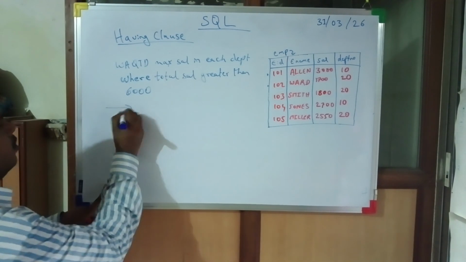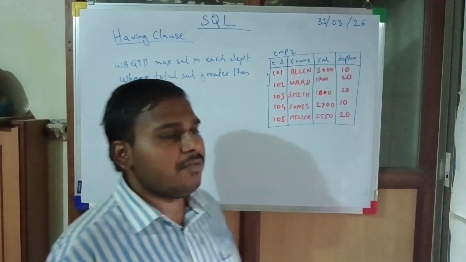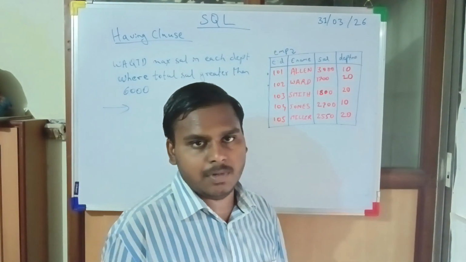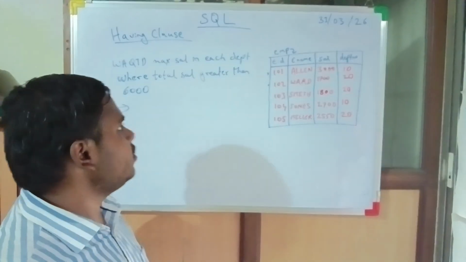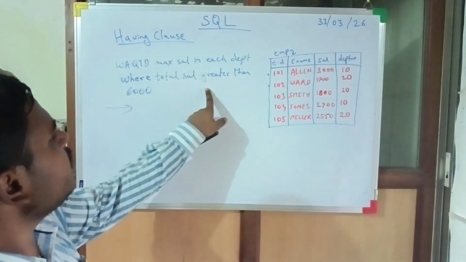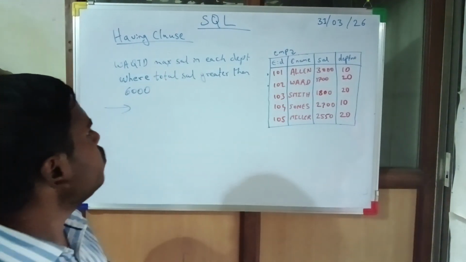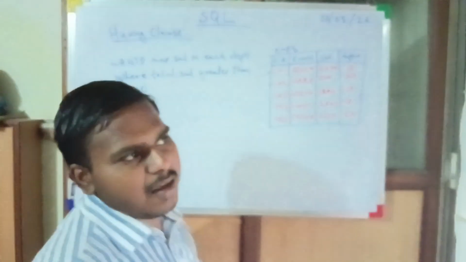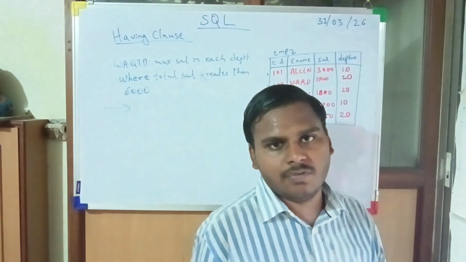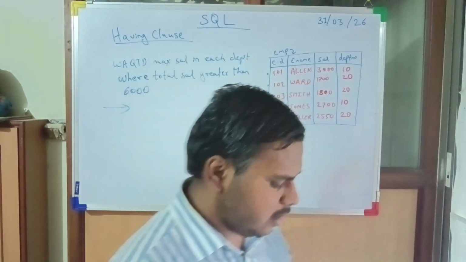Now, first of all, the question is saying I want to display the maximum salary for each department. But that department's total salary should be greater than 6,000. Now, instead of having I wrote where, so do we have to write it in the where clause? No, you don't have to write the where clause.